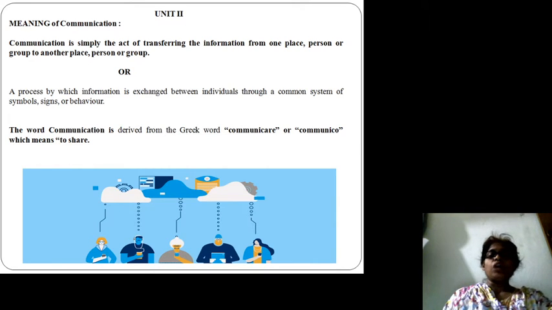Now, how is this word communication derived? It is derived from the Greek word communicare or communico, which means just to share. Now what is this sharing? Sharing of ideas, facts, information, or exchange of information between two persons, two groups, or from person to person.